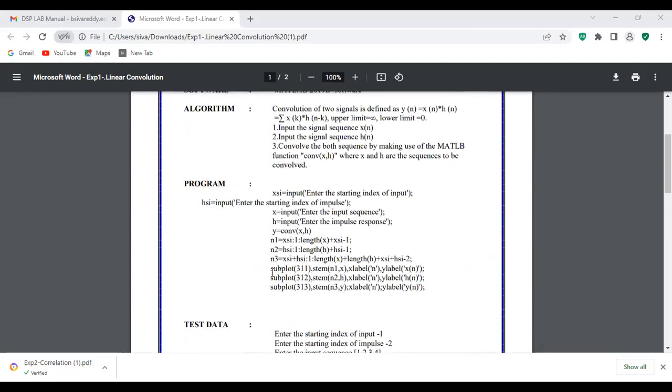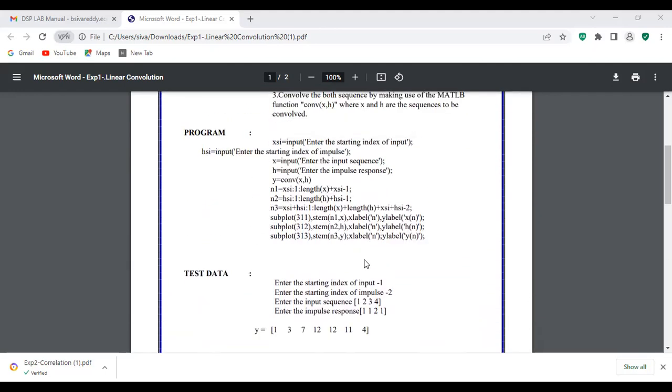After getting these values, we use subplot. Plot means we can draw a graph between x and y. Here subplot 3, 1, 1 means 3 rows, first column, first figure. Then 3 rows, first column, second figure. Then 3 rows, first column, third figure. So first x of n, then h of n, then y of n. So it is a simple program.